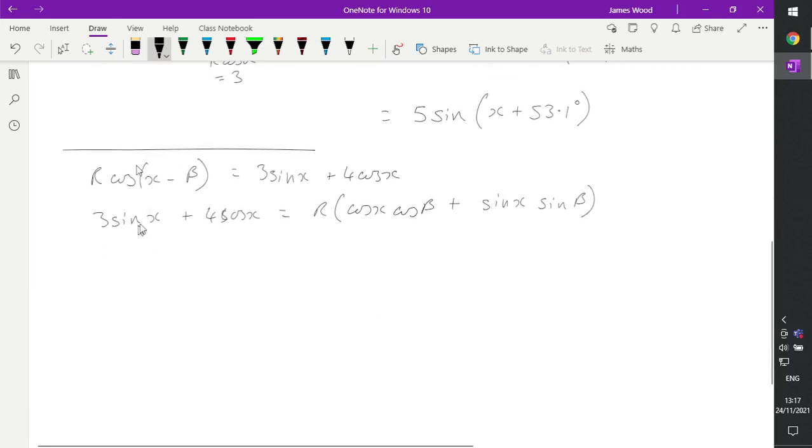So if I look at the coefficients of sine x, 3 is the same as r sine beta. If I do the coefficients of cos x, then 4 is going to be r cos beta. So you always end up with a pair of equations that looks a bit like this. And we can solve it. So this is r, this is angle beta. R sine beta, so sine, remember, is the opposite, is 3.